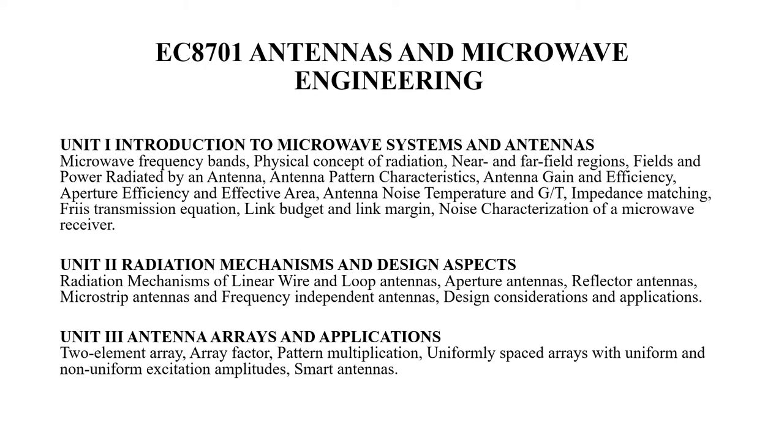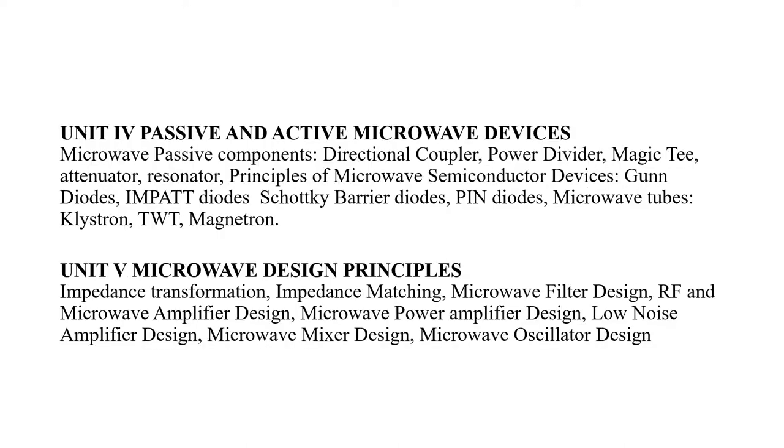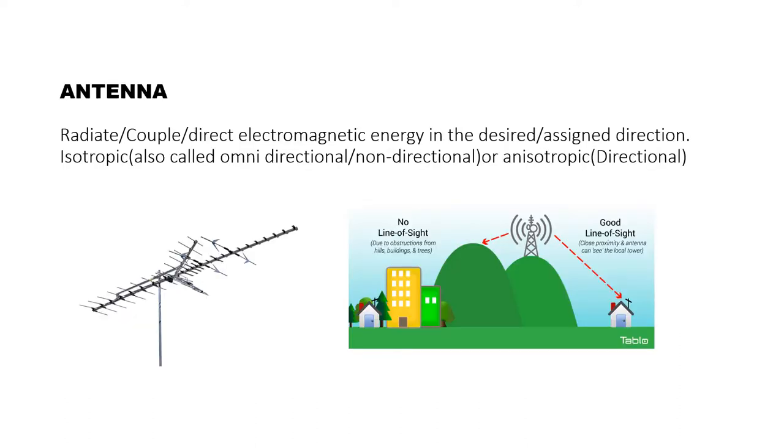Today we are going to see about antennas and microwave engineering. According to 2017 regulations, the subject code is EC8701. The first unit gives an introduction to microwave systems and antennas. In the second unit, radiation mechanisms and design aspects. In the third unit, antenna arrays and applications. In the fourth unit, passive and active microwave devices, and in the fifth unit, microwave design principles. Let me see one by one.